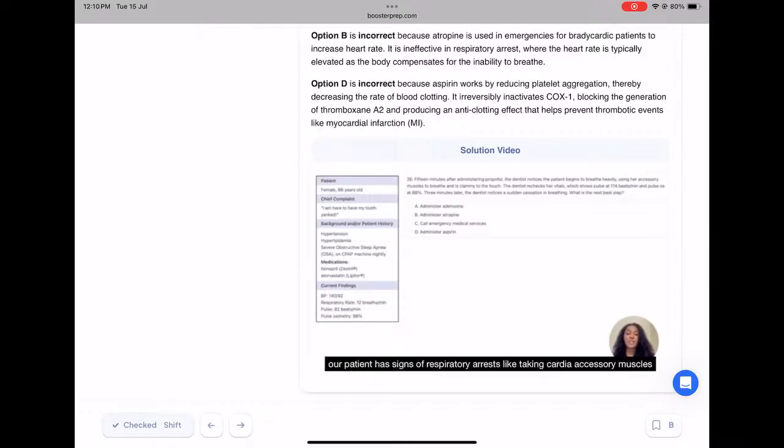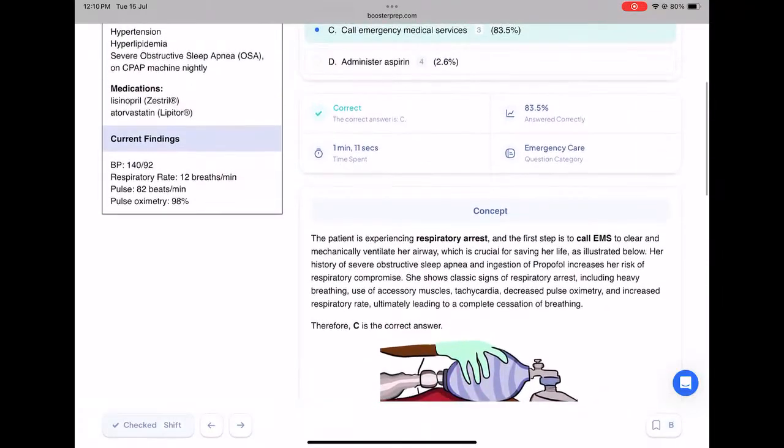So here our patient has signs of respiratory arrest, like tachycardia, accessory muscle use, drop of pulse oximetry, and breathing heavily, which suddenly stops. She also has a history of severe obstructive sleep apnea, and the doctor gave propofol, so this is going to increase the risk of respiratory compromise. So propofol is an anesthetic, and when given to patients with obstructive sleep apnea, it can actually lead to an increased risk of respiratory compromise and hypoxemic events. So if you want to give a patient like this an anesthetic, you would want to give a shorter acting anesthetic that won't affect the patient's breathing as much and is metabolized quickly.